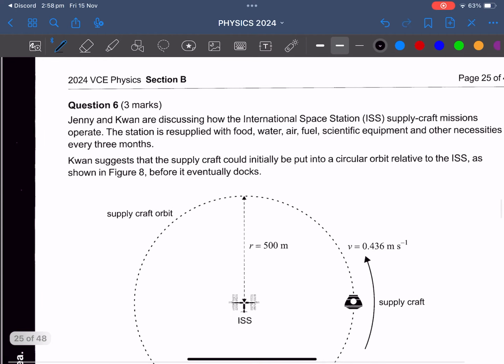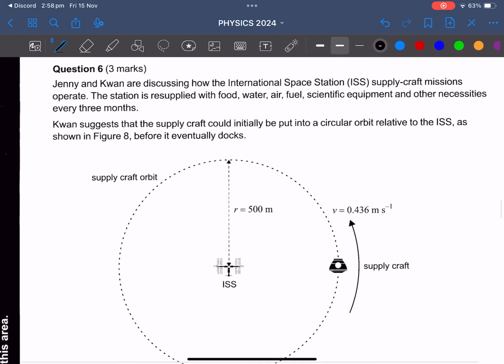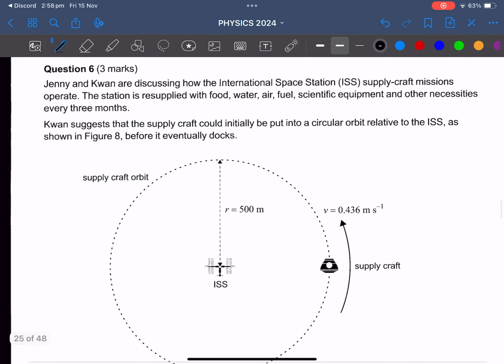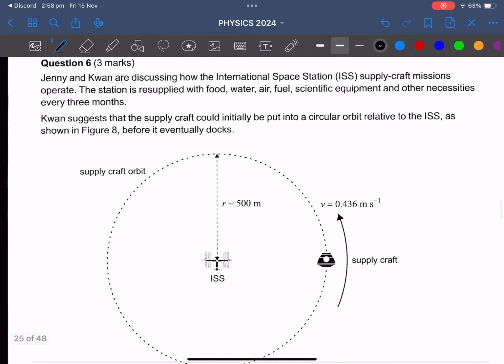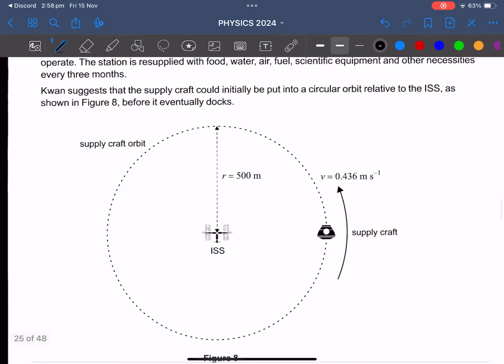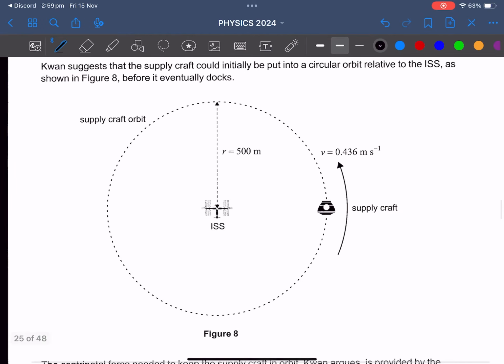Yeah. So question number 6. Jenny and Kawan are discussing how International Space Station supply craft missions operate. The station is resupplied with food, water, air, fuel, scientific equipment and other necessities. Kawan suggests that the supply craft could initially be put into circular orbit relative to the ISS, as shown in figure 8, before it eventually docks.